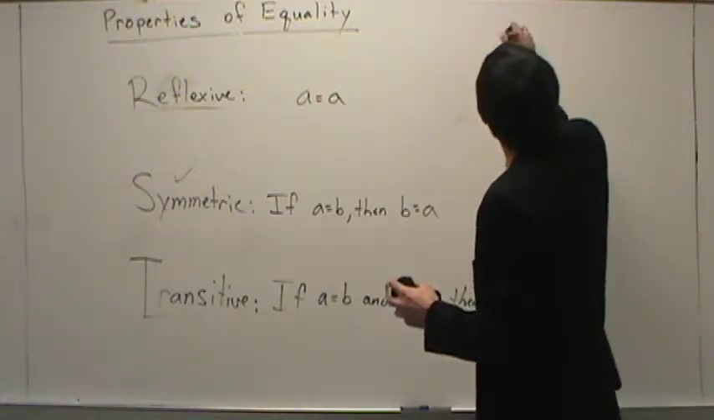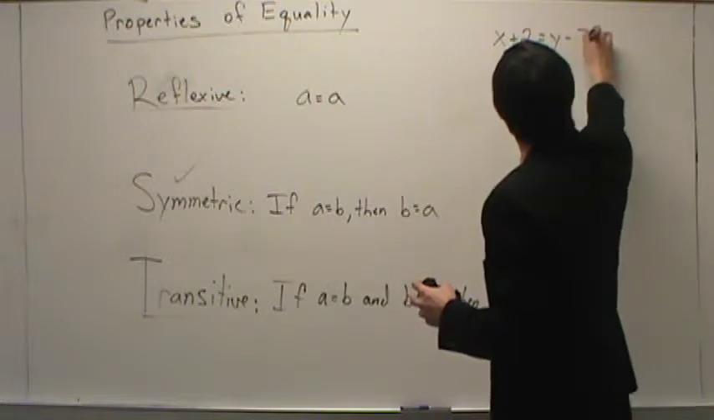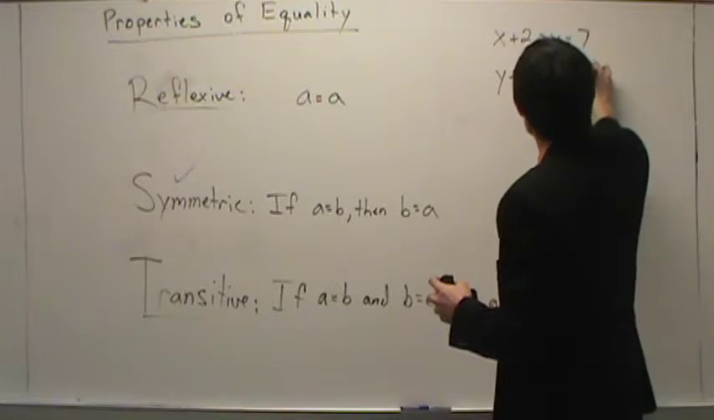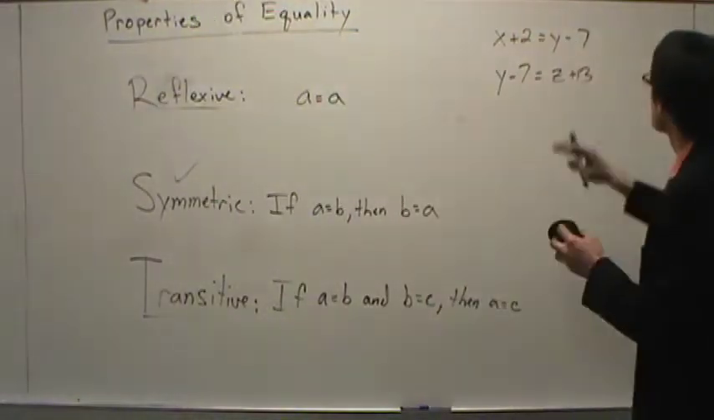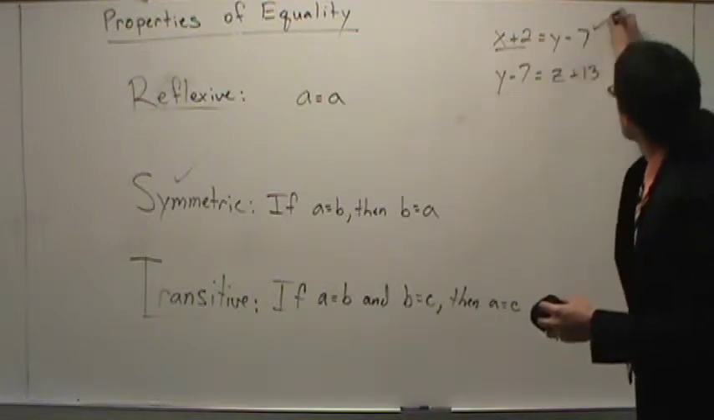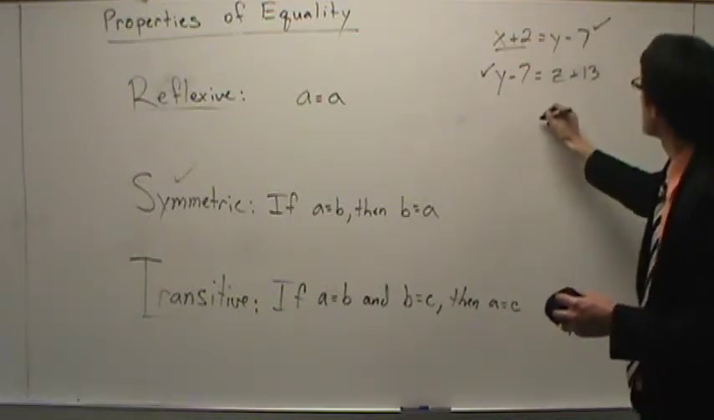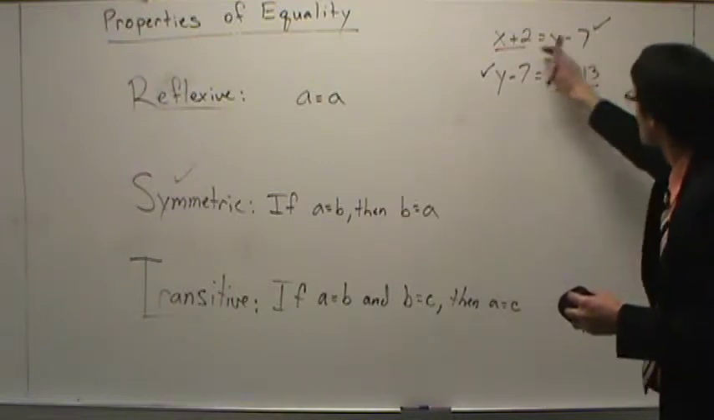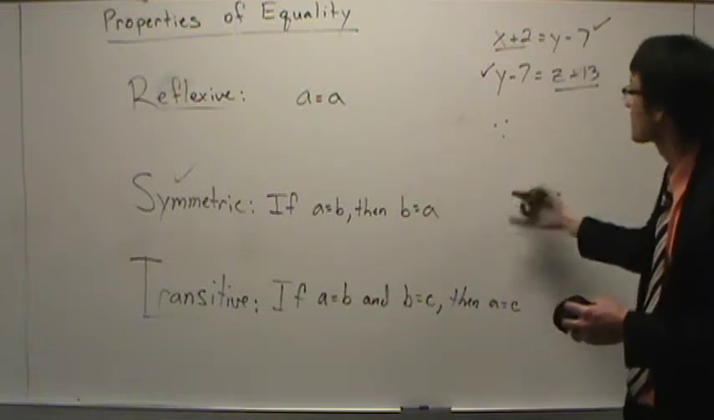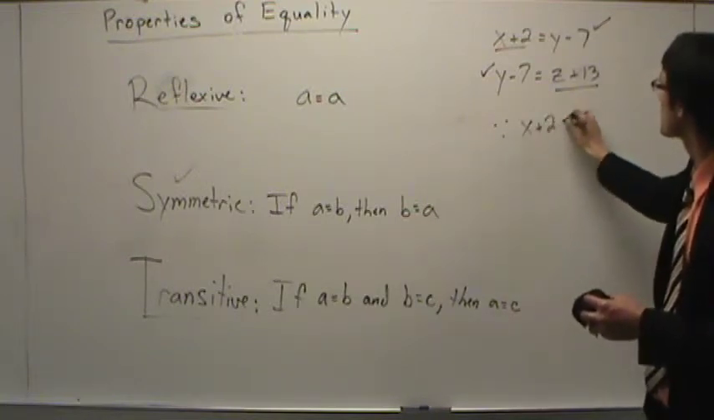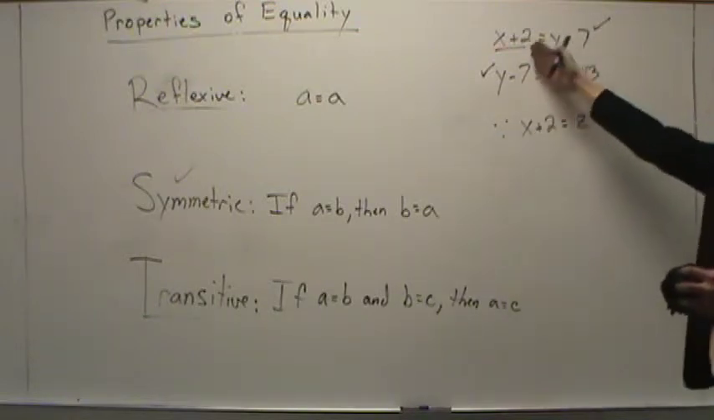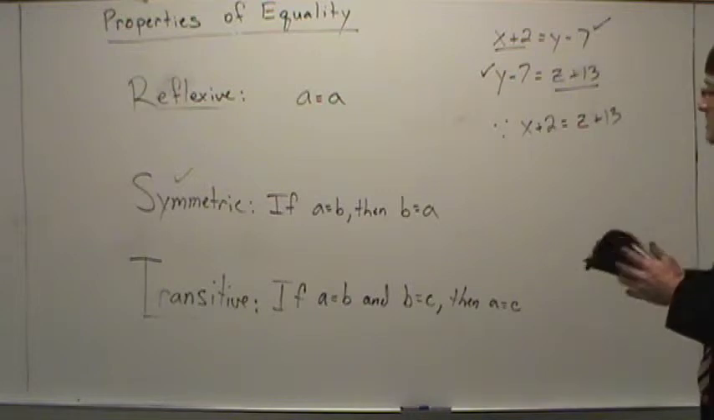All right, so x plus 2 is equal to y minus 7, and y minus 7 is equal to z plus 13. Notice, if the first is the second and the second is the third, then we can say that the first is the third. So we can conclude, 3 dots mean therefore, that x plus 2 is equal to z plus 13. If the first is the second and the second is the third, then the first is the third. Makes sense.